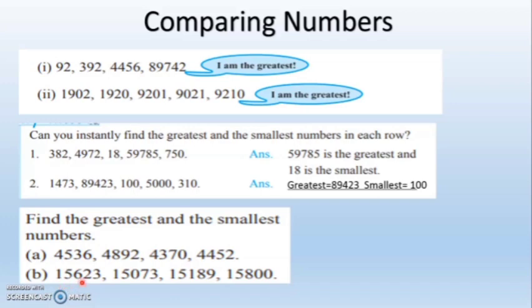Same way, the second one. All the numbers are having first and second digits same. If you see, observe the pattern. Yes. So we are going to compare the third digit of each number. All of them are having an equal number of digits also, 5 digits each. So third digit here is 6, 0, 1 and 8. Which one is the smallest? This one. It is having the 0 in the third place. Now, which one is the greatest? 6, 0, 1, 8. So this number is our greatest number.